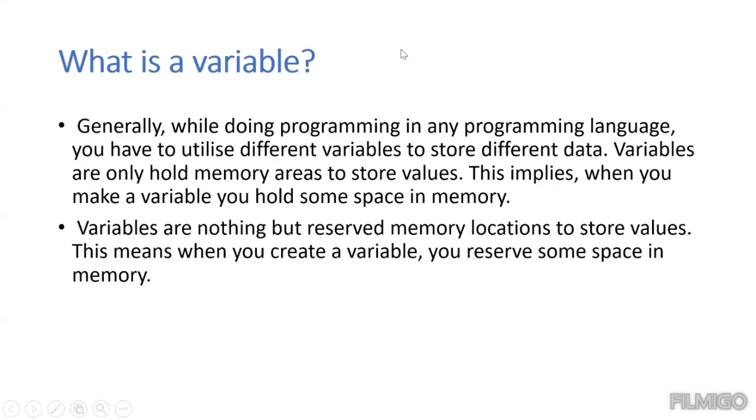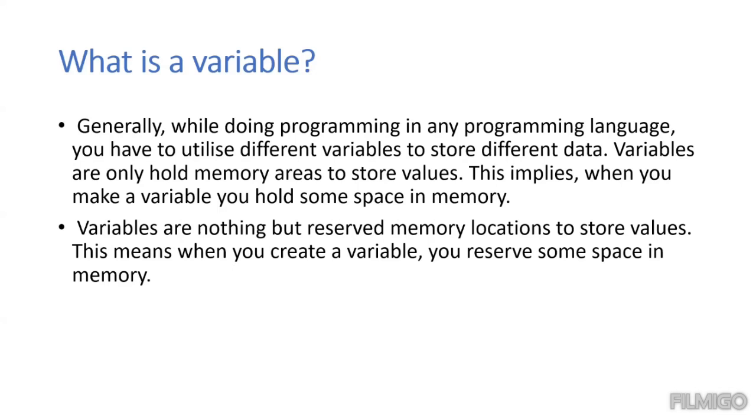Generally, while programming in any programming language, we have to utilize different variables to store data. Variables are memory areas that hold values. This implies when you make a variable, you get some space in your memory. Suppose you want to store something: you store it in one area and name that area. That name is known as a variable.